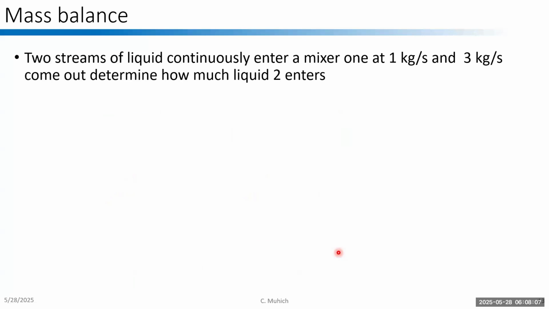Okay, let's look at this from a slightly different perspective, but still keeping that relatively simple flow diagram. So we still have two streams of liquid continuously entering a mixer. We have one stream where we have 1 kilogram per second entering, and now we have 3 kilograms per second leaving the mixer. And we're tasked with finding out how much liquid 2 is entering the system. So again, I have that same process flow diagram that I would draw. I have my mixer, mass flow 1, mass flow 2, mass flow 3.